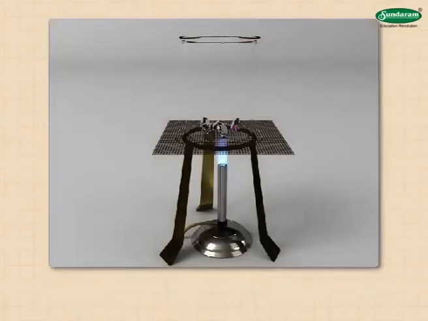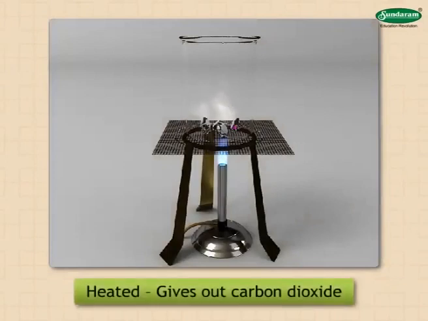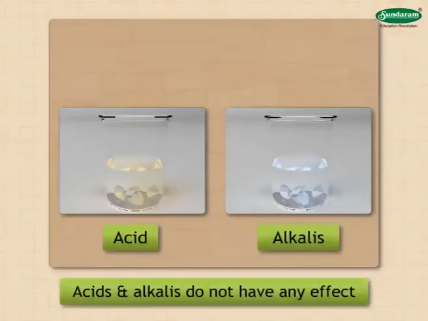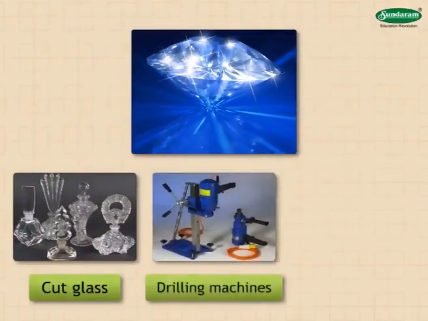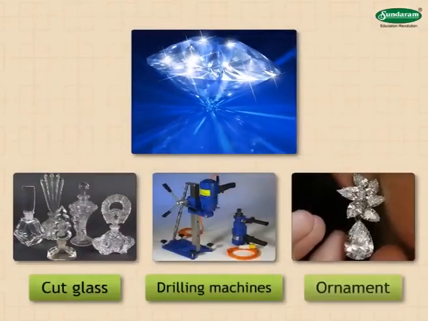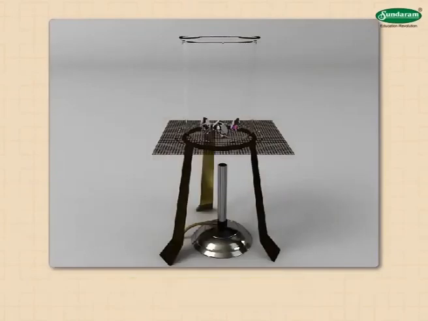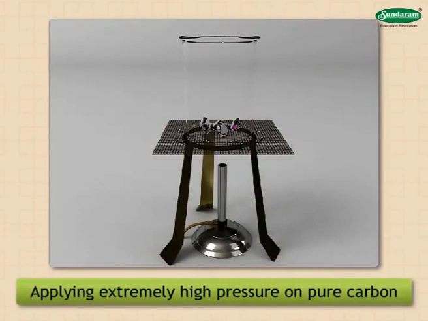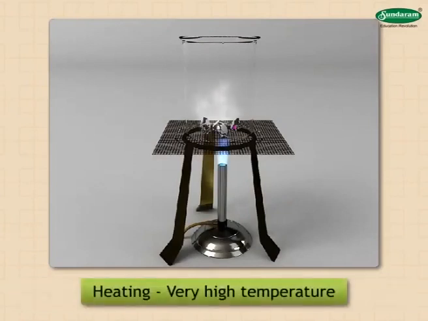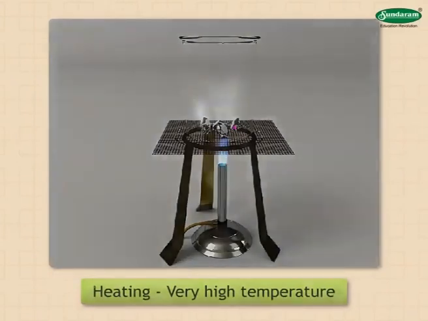If it is heated to a very high temperature, it gives out carbon dioxide. Acids and alkalis do not have any effect on diamond. Diamond is used to cut glass and in drilling machines and as an ornament. Synthetic diamonds are made by applying extremely high pressure on pure carbon and heating it to a very high temperature.